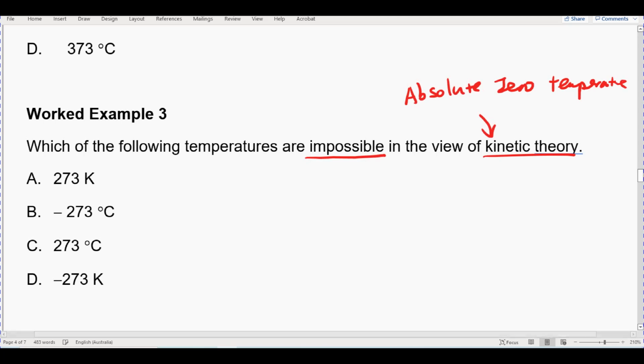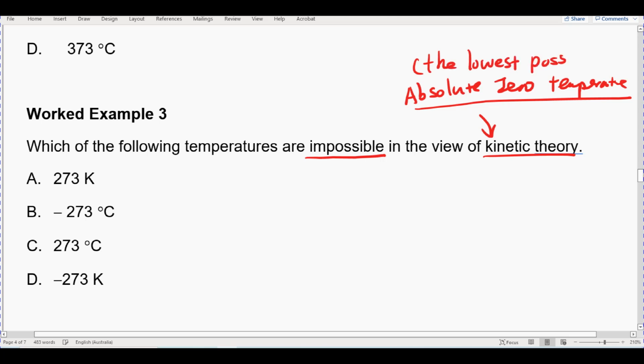Okay, so absolute zero temperature must be the lowest possible temperature. It's the lowest possible temperature. So you can't have temperature lower than that.